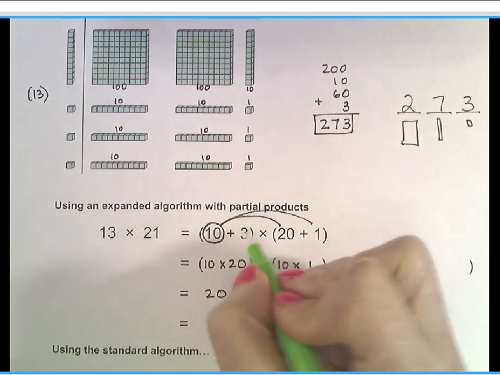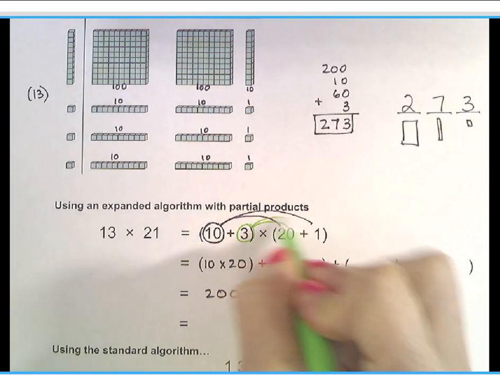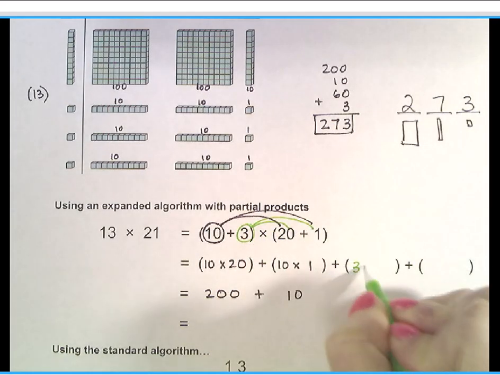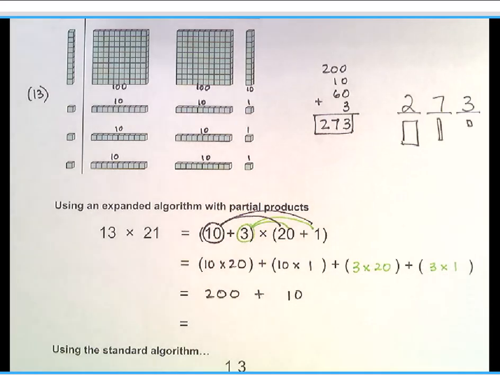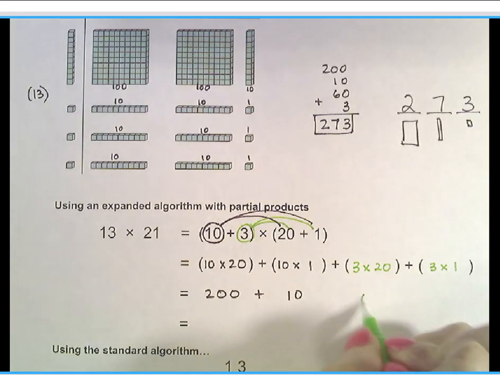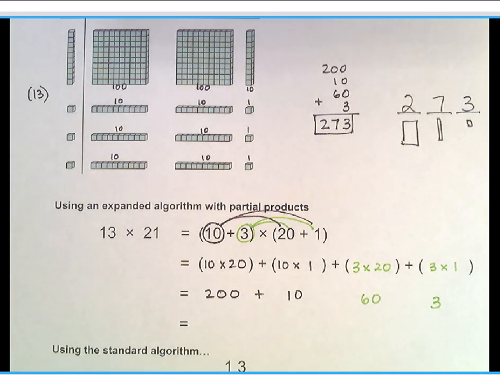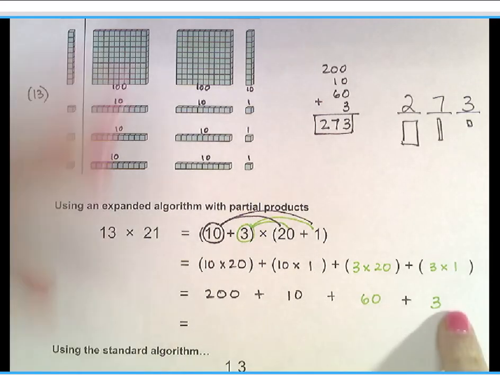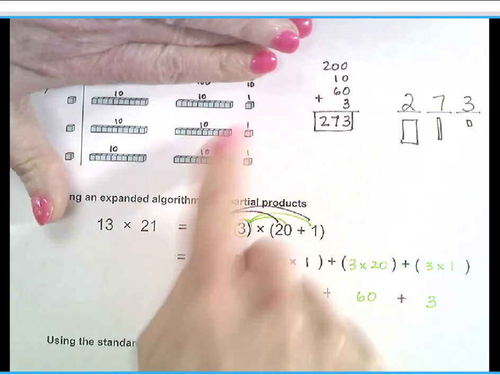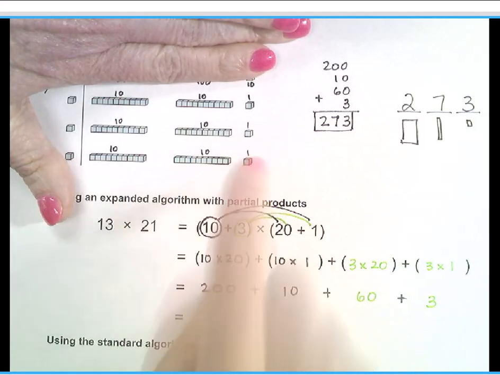Now I'm going to distribute the 3. Do this in a different color. 3 times 20, 3 times 1. Well, 3 times 20 is 60. 3 times 1 is 3. 60 and 3. We just created that part of the picture. There's your 60 and there's your 3.